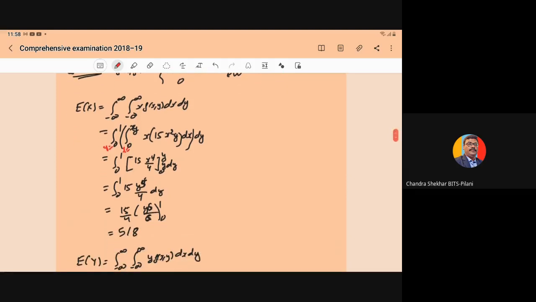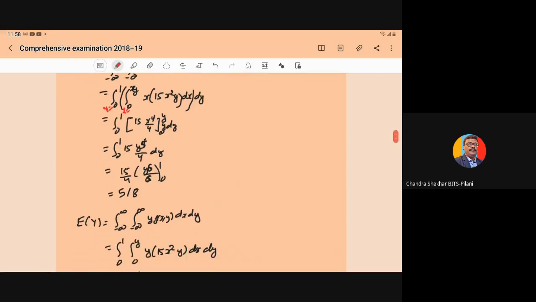So this will become integral 0 to 1, just to integrate with respect to x. Here you will get 15 x⁴/4, limit 0 to y, into y dy, which will become integral 0 to 1 of 15 into y⁵/4 dy, which on integration will give you 15/4 y⁶/6, limit 0 to 1, or it will be 5/8. So this is the value of E of x.